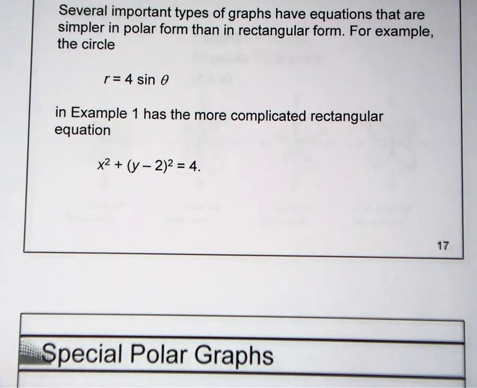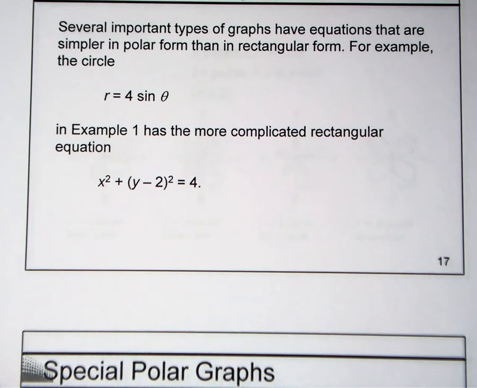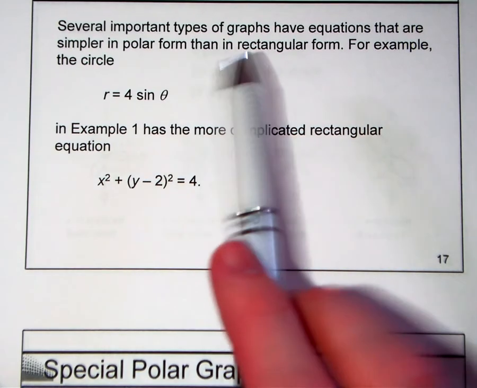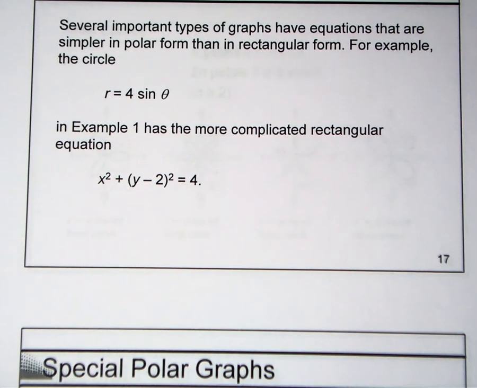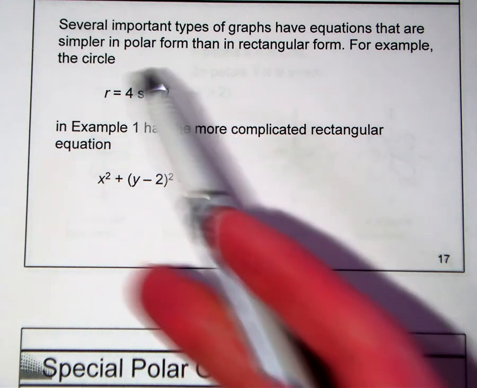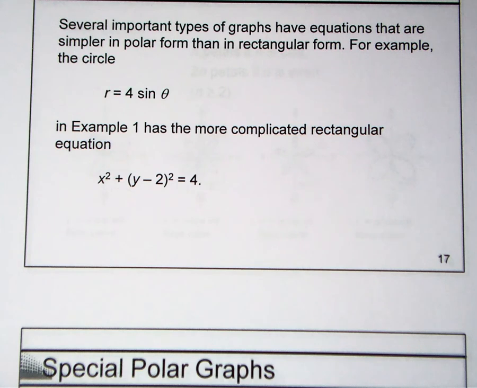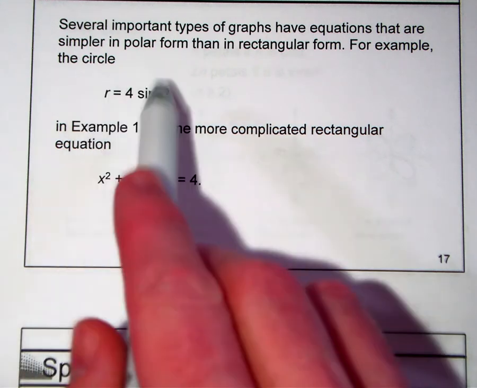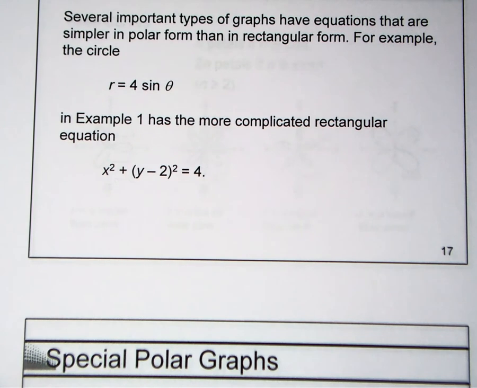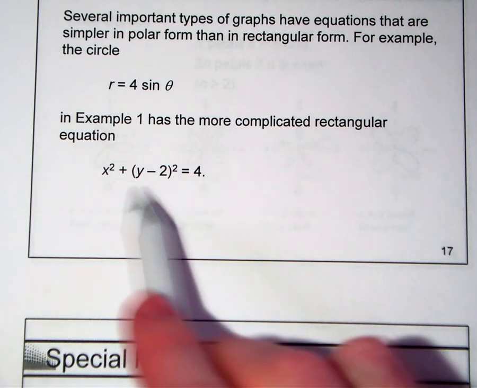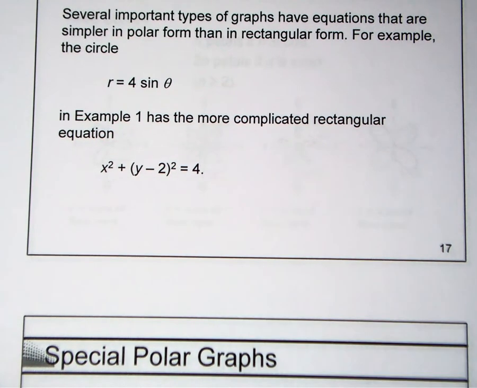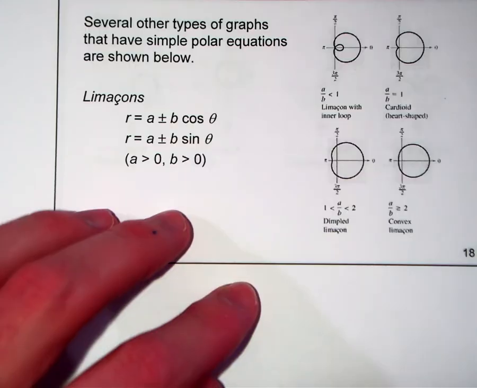Okay, several important types of graphs have equations that are similar in polar form to the ones in rectangular form. For example, a circle, r equals 4 sine theta, from example 1, has the more complicated rectangular equation, x squared plus (y minus 2) squared equals 4, whereas it's much simpler in this format, r equals 4 sine theta. It's shorter and simpler to write down, but maybe to graph it, from experience with rectangular ones, it's easier that way.